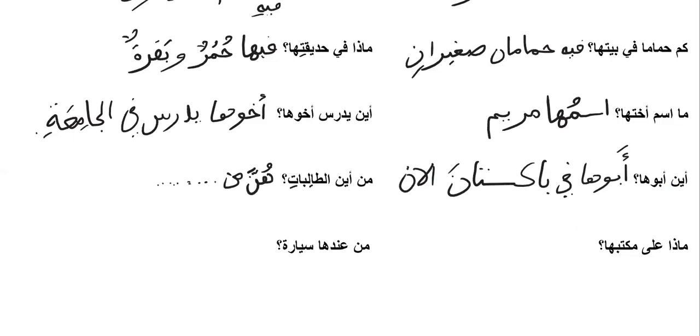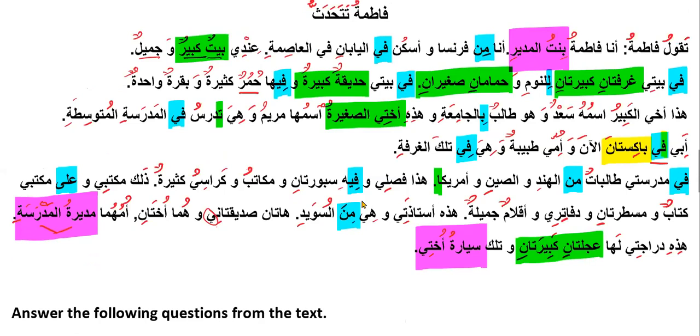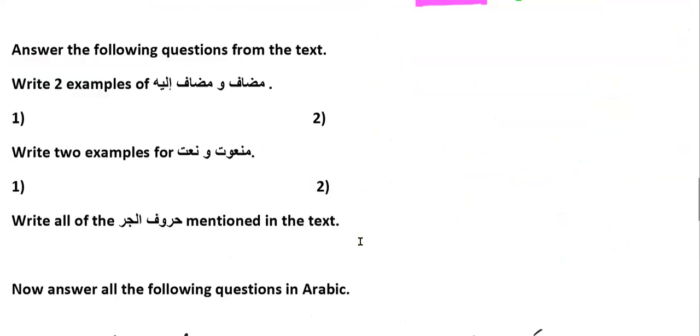Naam. ماذا على مكتبها؟ أبو يوشع موجود؟ نعم موجود. ماذا على مكتبها؟ كتاب على مكتبها. She says look, وذلك مكتبي وعلى المكتب كتاب ومسطرتان. So we say على مكتبها كتاب ومسطرتان ودفاتر وأقلام جميلة. So we'd write that full sentence.